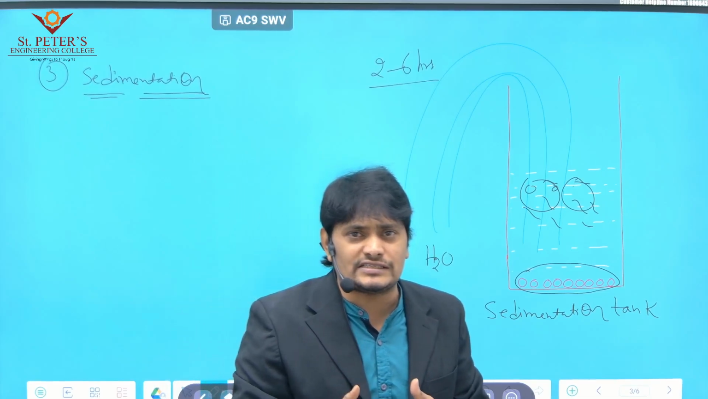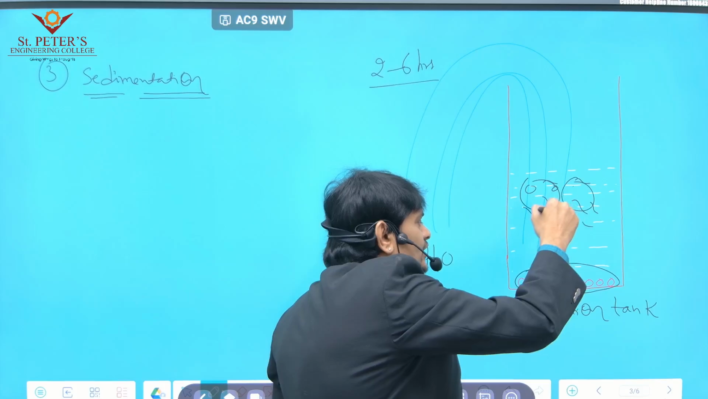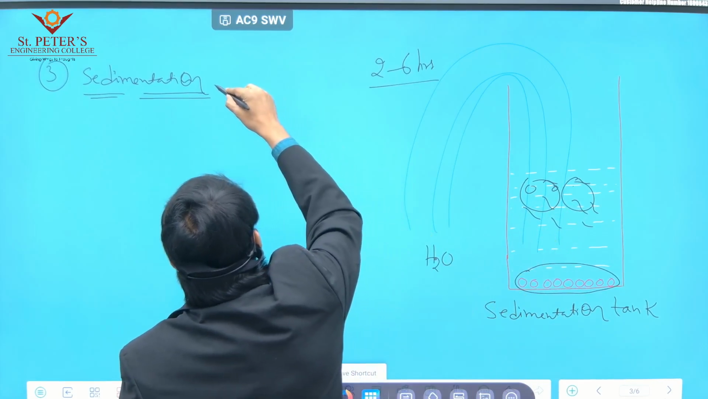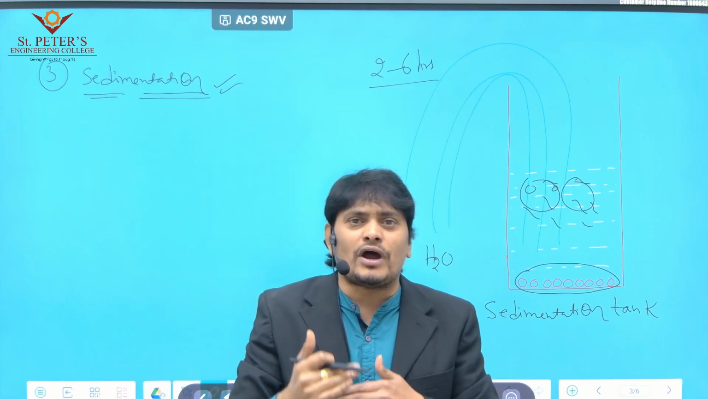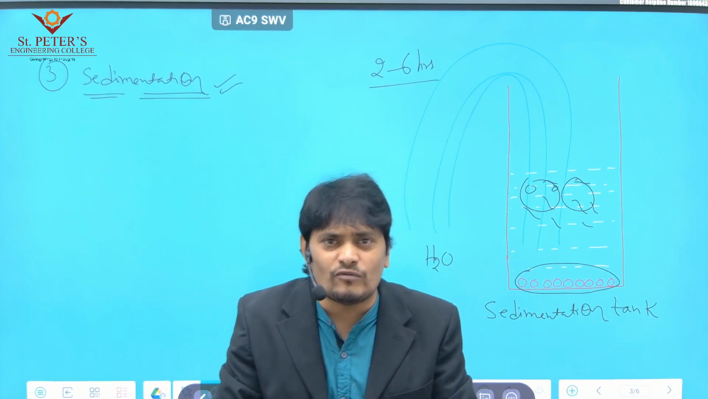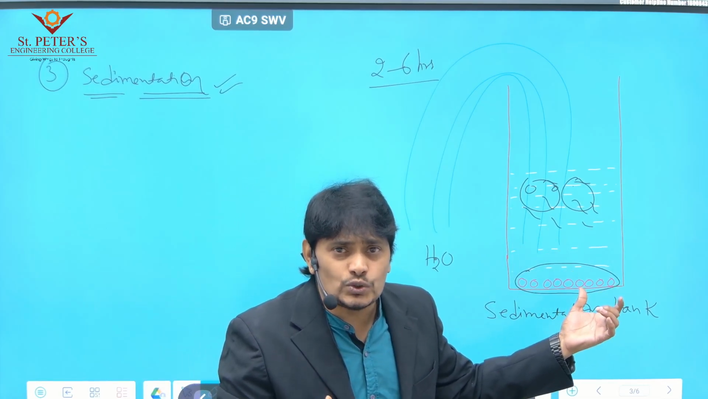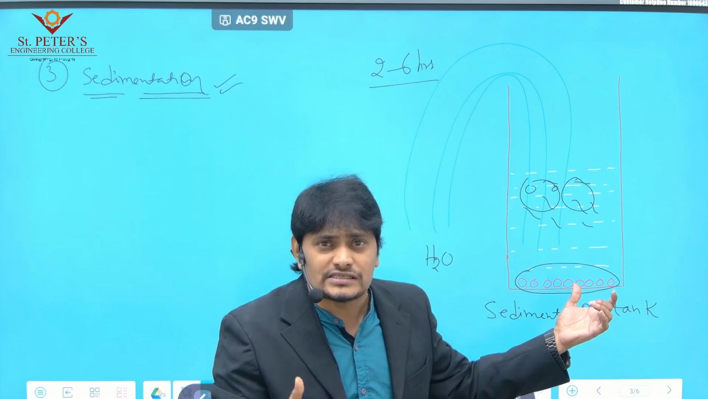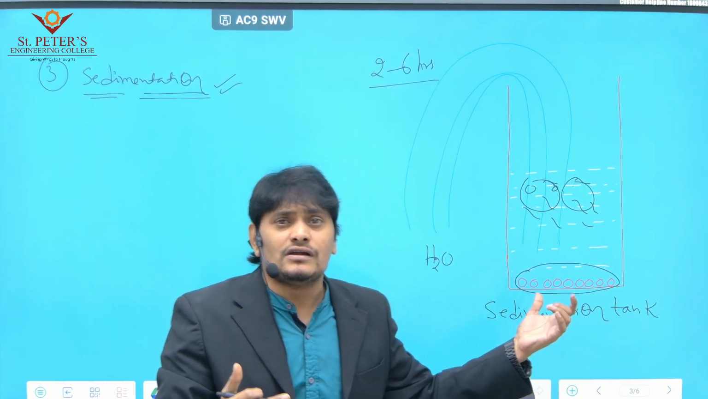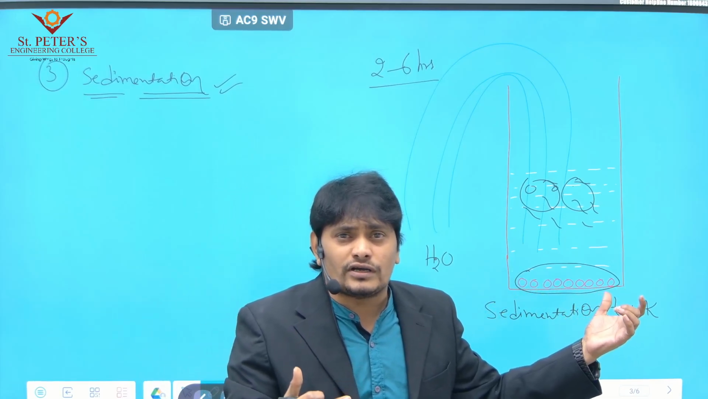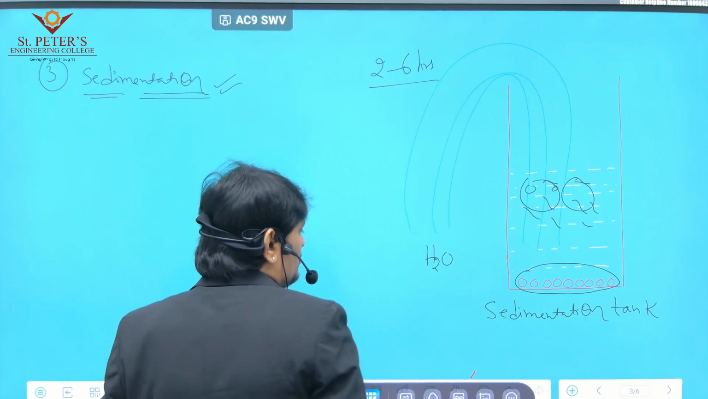Since this process is facilitating the conversion of heavier particles into the sediments, this process is called the sedimentation process. So with the help of the sedimentation process, we can remove the heavier particles present in the water. Simply, we have to pass the water into the sedimentation tank, and keep it stagnant, undisturbed for 2 to 6 hours, and under the influence of gravity, whatever heavier particles are present in the water will come and settle down. So this is about the sedimentation process.